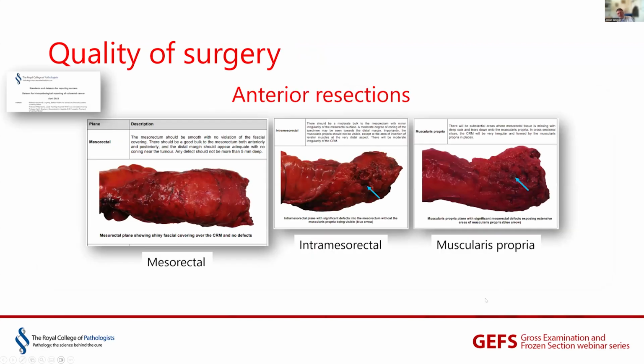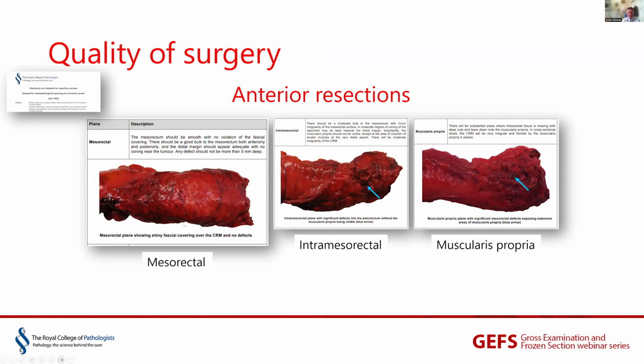So these are some pictures from the cancer data set, just to show you here that we are encouraged to examine the quality of the mesorectal excision plane in anterior resection specimens. Here you can see this is peritonealized surface here. This is a non-peritonealized mesorectal excision plane here.